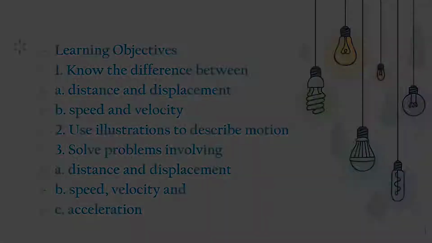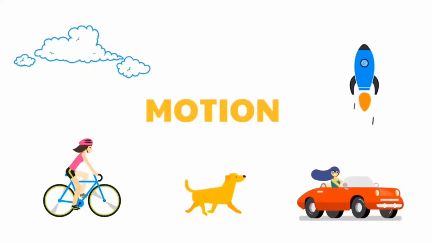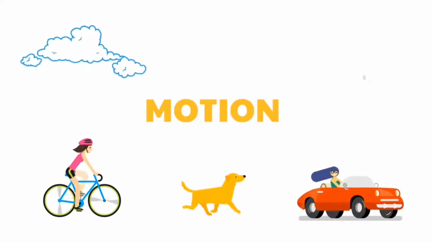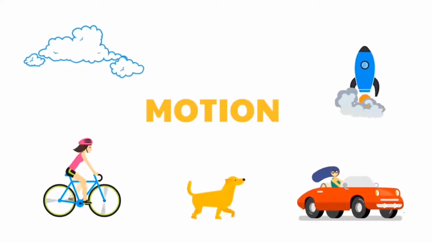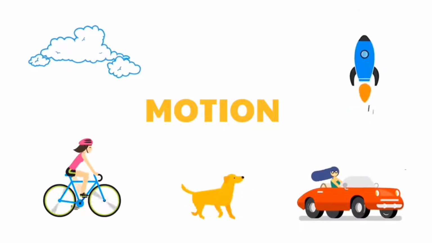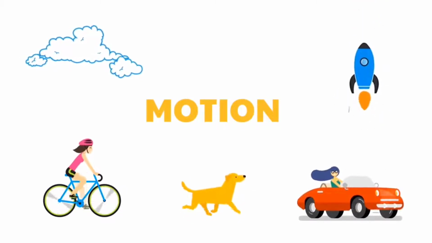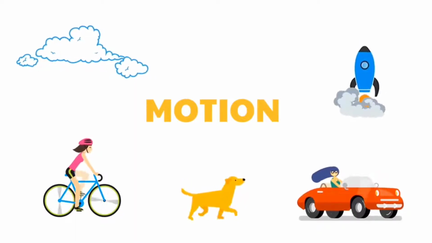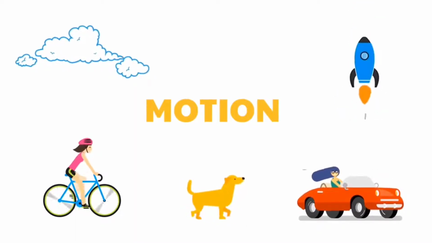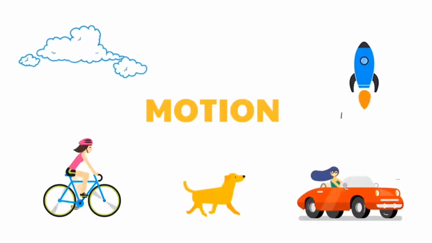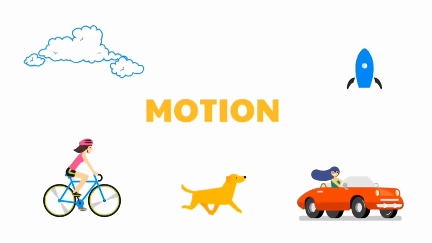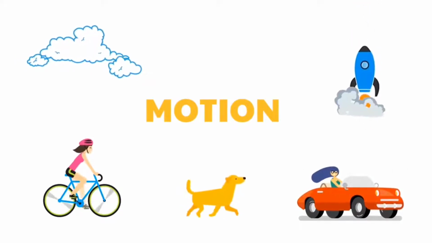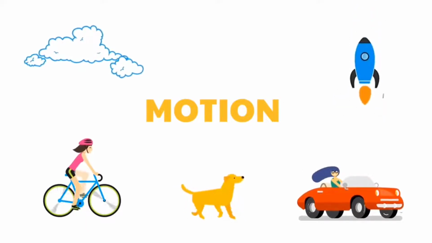So let's describe motion first. Many things around us are moving. Some move slowly like turtles and clouds, while others move more quickly like rockets and lights. Because motion is so common, it seems to be very simple. But in science, describing motion actually entails careful use of some definitions. So what is motion?